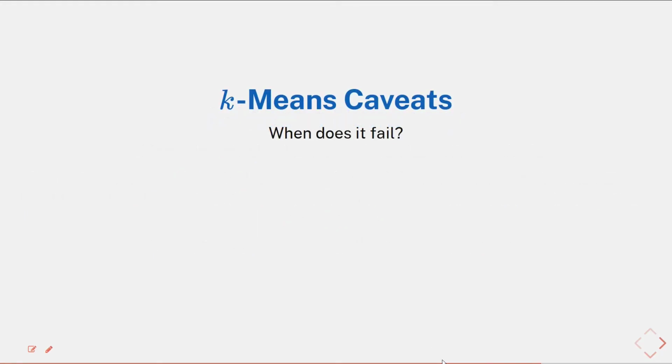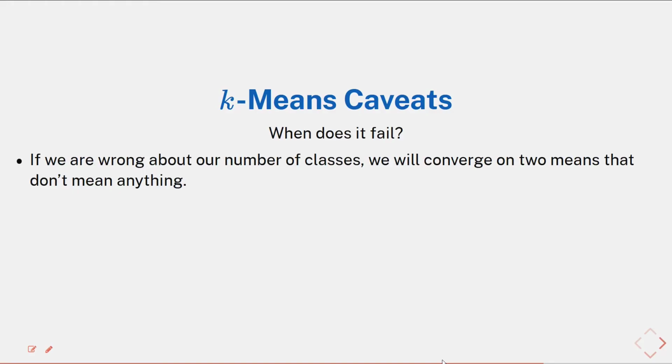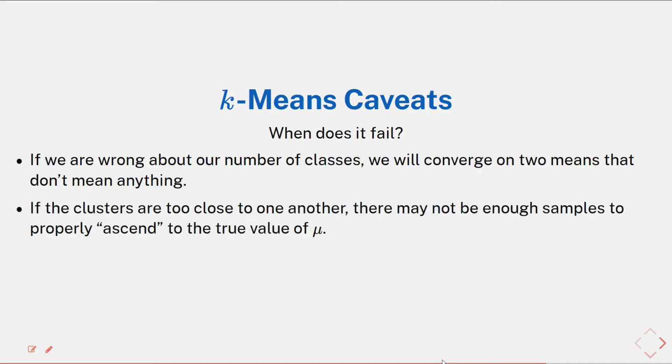It fails in a couple of different situations, right? If we're wrong about the number of classes, we're essentially going to converge on two means that don't mean anything. So let's say that instead of 3, we say that we need 2 classes, or instead of 2 classes, we say that we need 5 classes. It's actually going to give us 5 clusters, but it might not mean anything when we look at it.